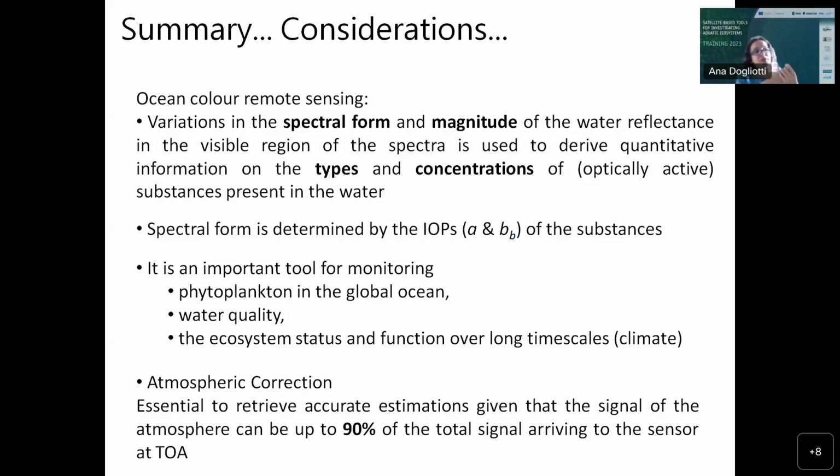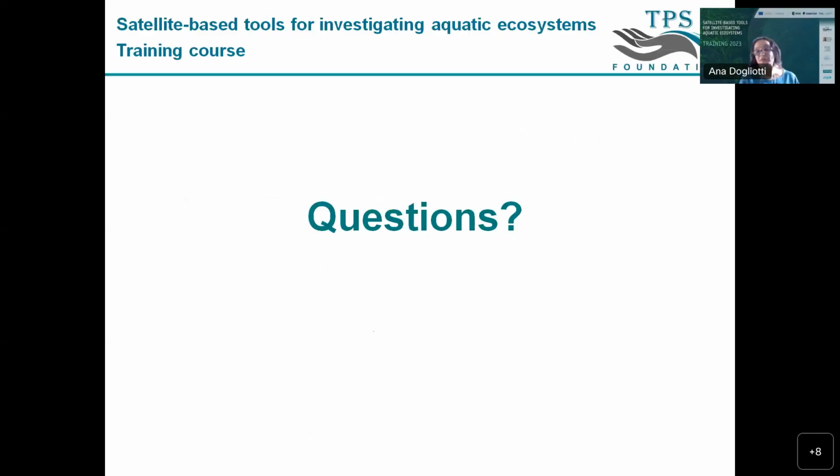And I also mentioned the atmospheric correction, which is quite essential to get really accurate estimation, because if you have really high errors in this part of the processing, you will not be able to trust or have a good estimation of the derived products. And that's it. If you have any questions, I hope it was clear enough.